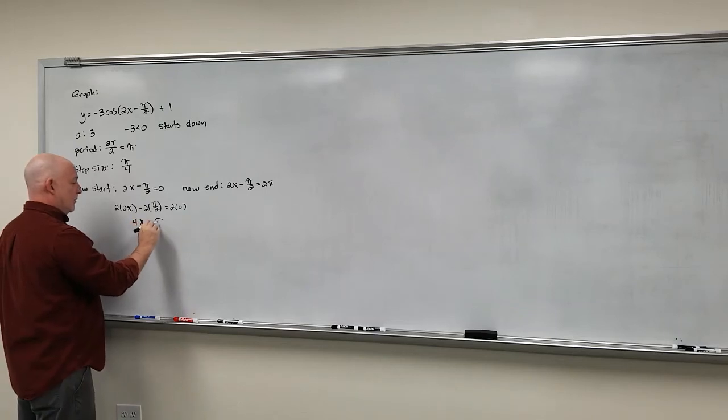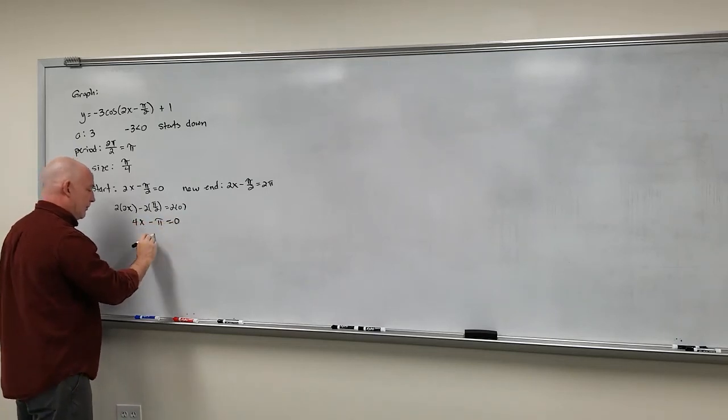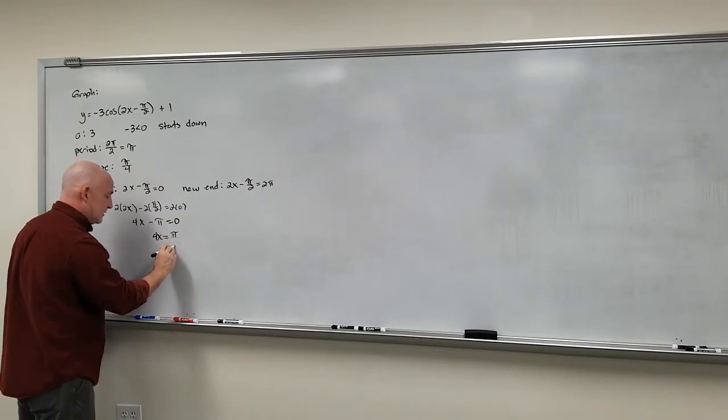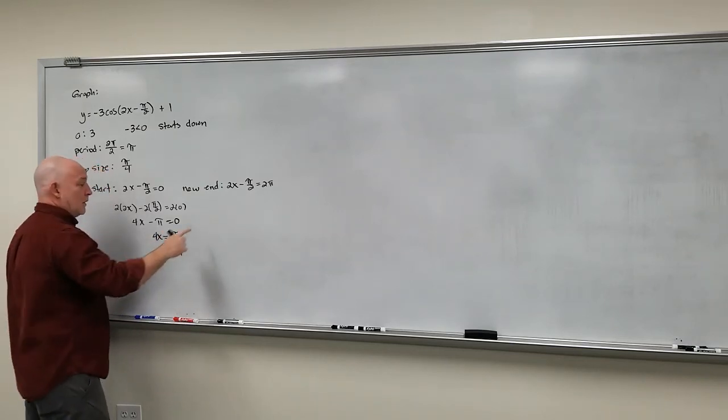4x minus pi is equal to 0. Move the pi over and divide by 4, so we get x is equal to pi over 4. Do the same thing over here.